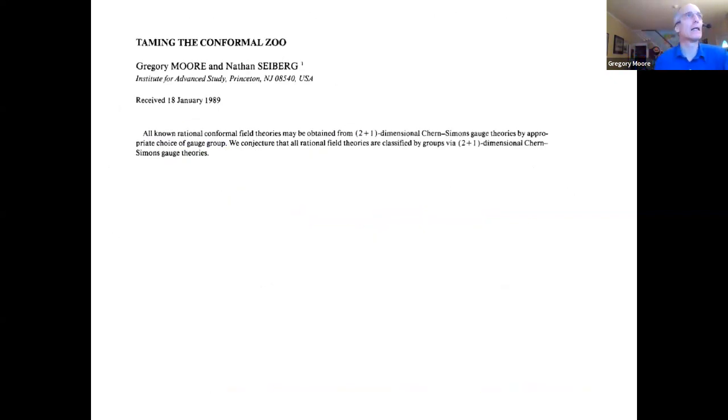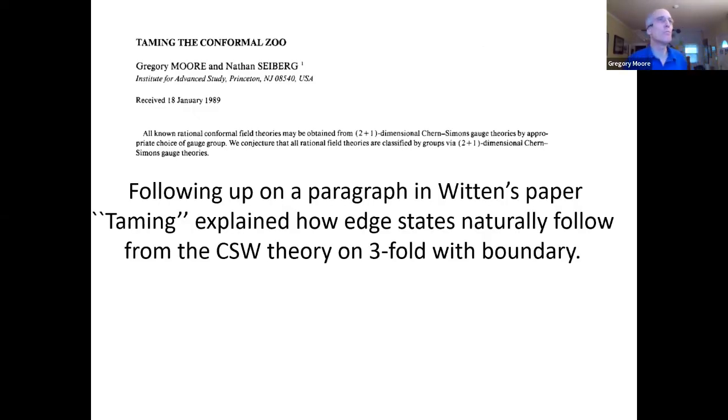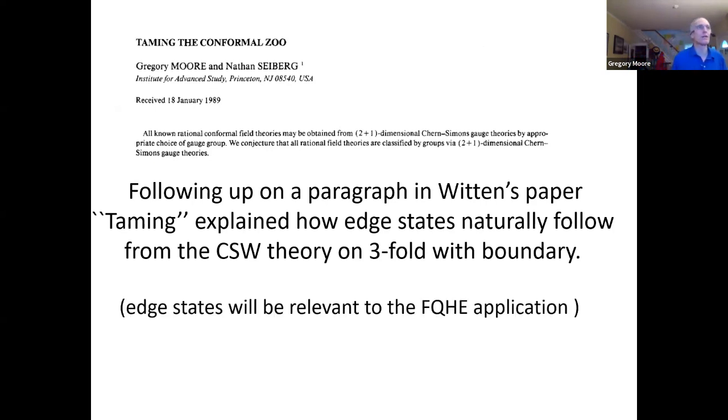Anyway, back in the Institute for Advanced Study, Nadia and I wanted to reconcile better the relationship between our work and the work of Witten on the Jones polynomial and Chern-Simons theory. And that led to this paper, Taming the Conformal Zoo. And following up on a paragraph in Witten's paper, we explained how edge states naturally follow from the Chern-Simons-Witten theory on a three-manifold with boundary, which later turned out to be relevant to the fractional quantum Hall effect.